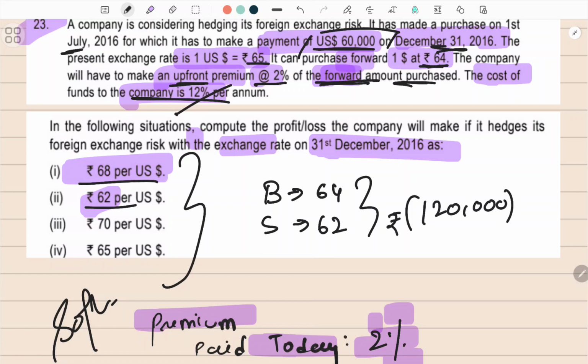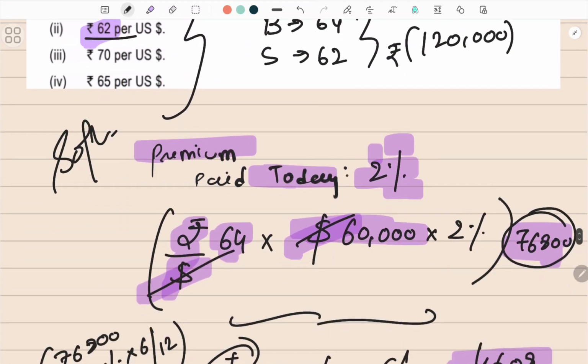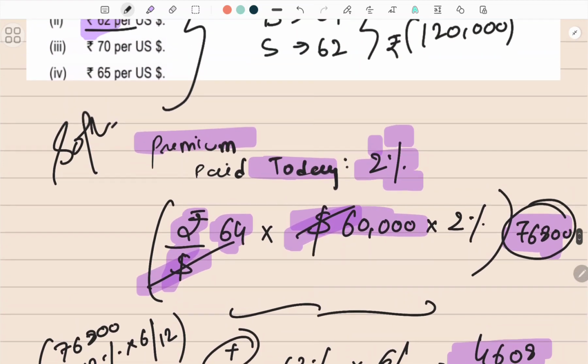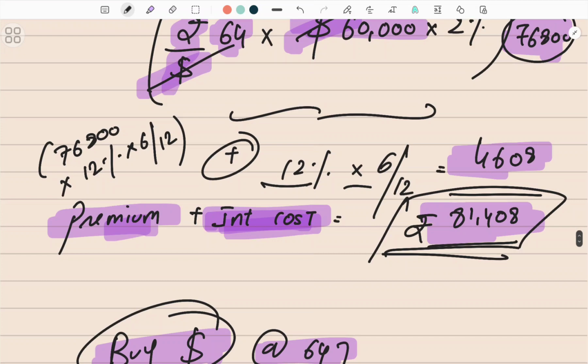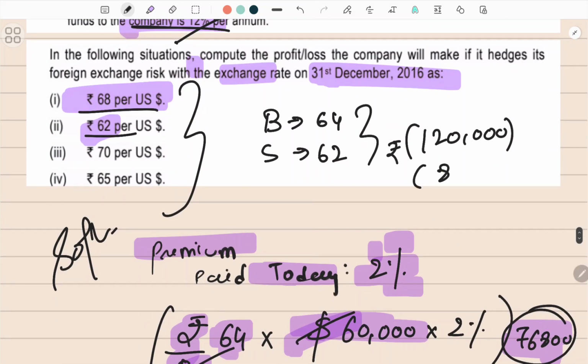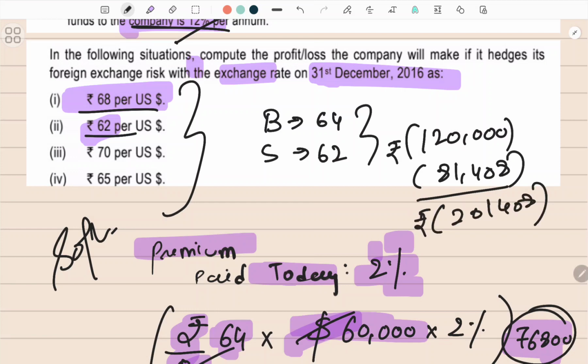Okay, but this is not your only loss. Along with this, there is an outflow of this. Do not forget this. This particular premium applies in all cases, because these are scenarios given to you: different scenarios, rates which will occur on the final payment date. So 81,408 will again be added here. So your final would be 1,20,000 plus 81,408, which gives me 201,408. This is your final outflow in the second case.